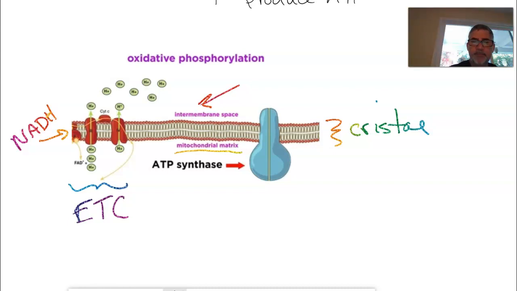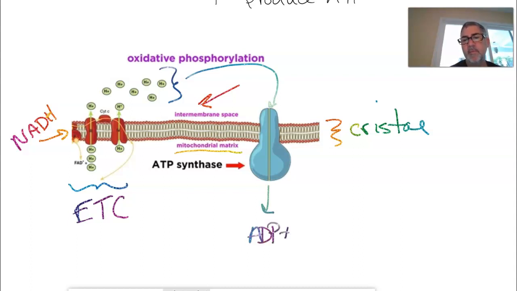Important to remember that these hydrogens will now get fed through ATP synthase, and that's going to produce ATP from ADP plus Pi. All right. A couple important things.